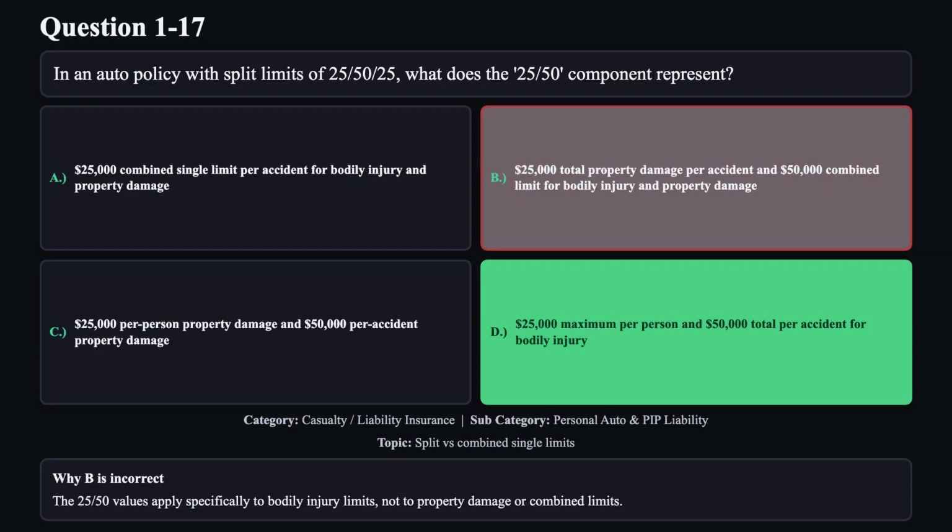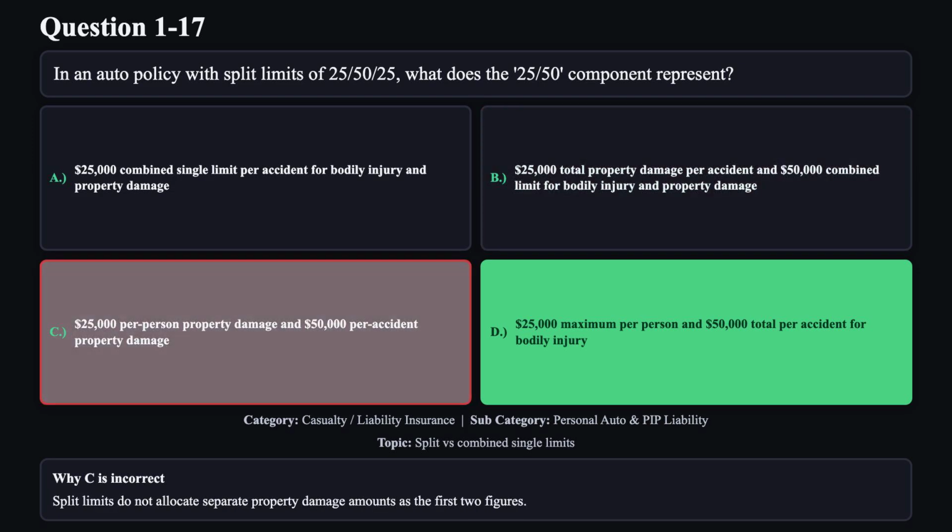Reason B is not correct. The 25/50 values apply specifically to bodily injury limits, not to property damage or combined limits. Reason C is not correct. Split limits do not allocate separate property damage amounts as the first two figures.